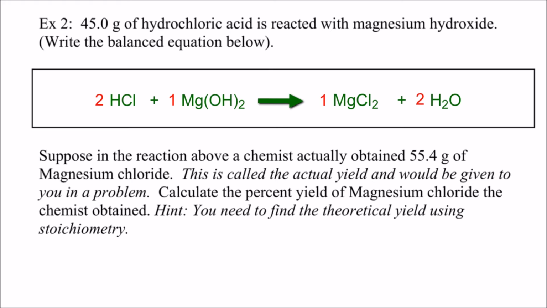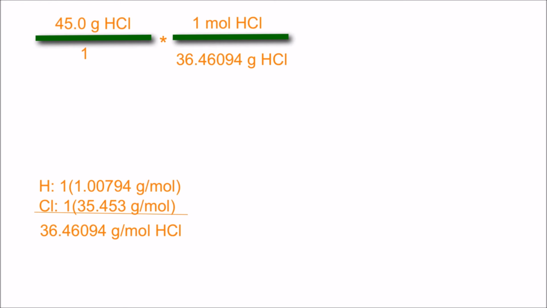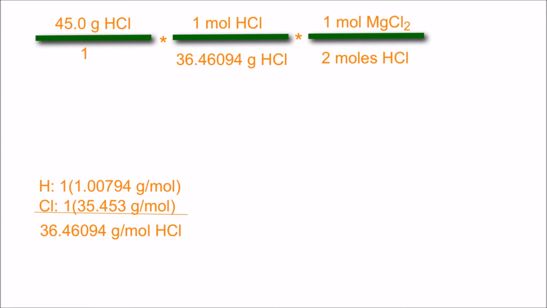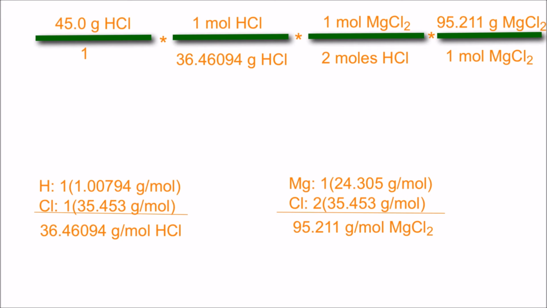Step 2 is going to be to change grams of hydrochloric acid into moles. Then the next step is to use the balanced chemical equation to convert from moles to moles. So we're going to convert from hydrochloric acid to magnesium chloride. So 2 moles of this are equal to 1 mole of that. And now we just need to do step 4 and convert moles of magnesium chloride into grams of magnesium chloride. Now all we have to do is multiply across the top and divide along the bottom. Okay, so here is our theoretical yield of the magnesium chloride.